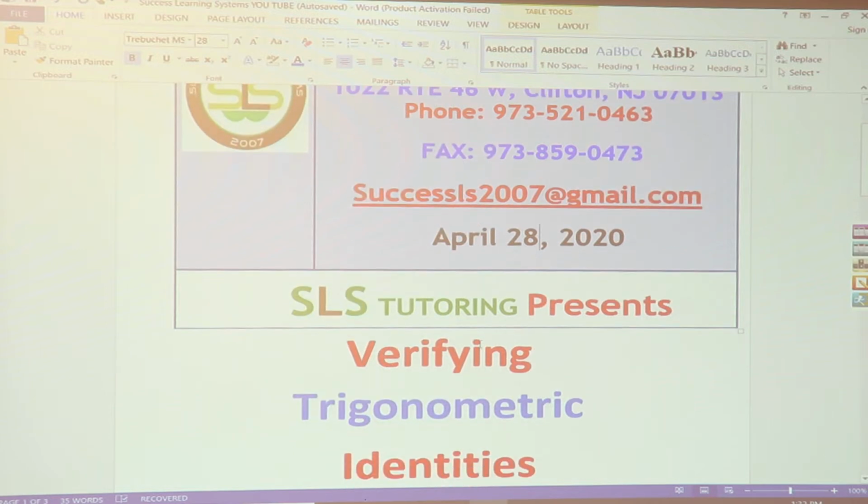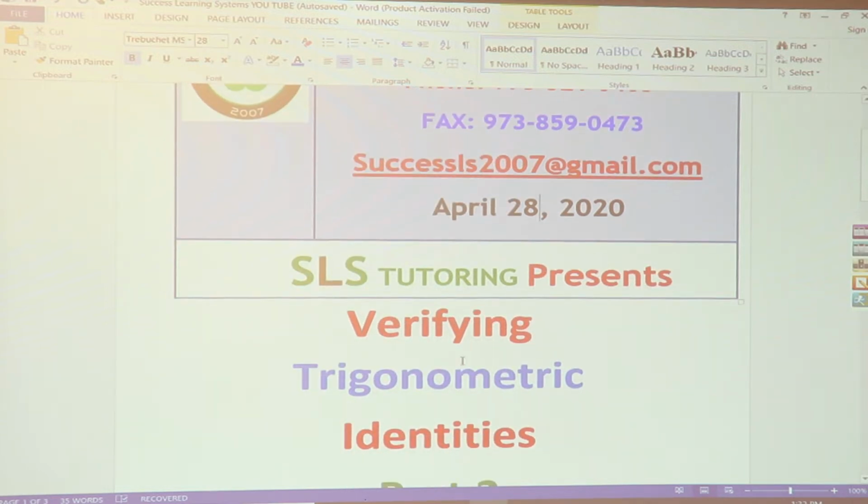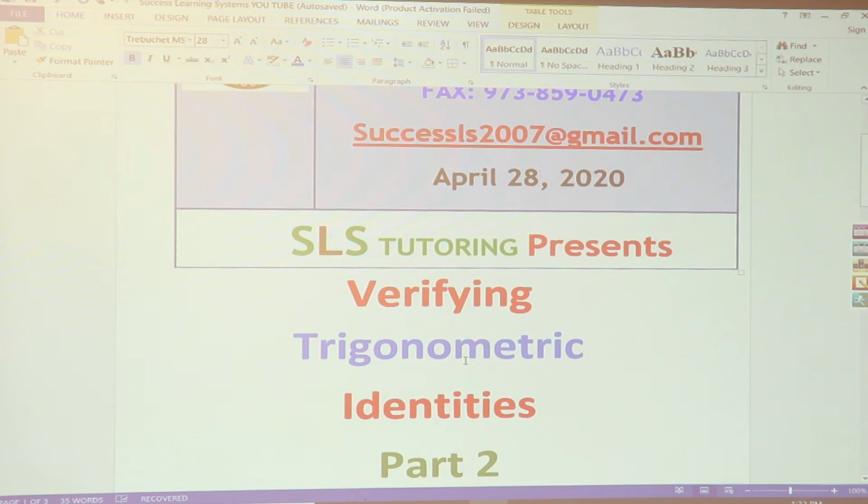Today our class is about verifying trig identities. This is the second part. There is no limit for verifying trig identities. We only give an idea how to deal with these problems, but if you practice more, you understand more. I want to do today the last class for the trig identities.